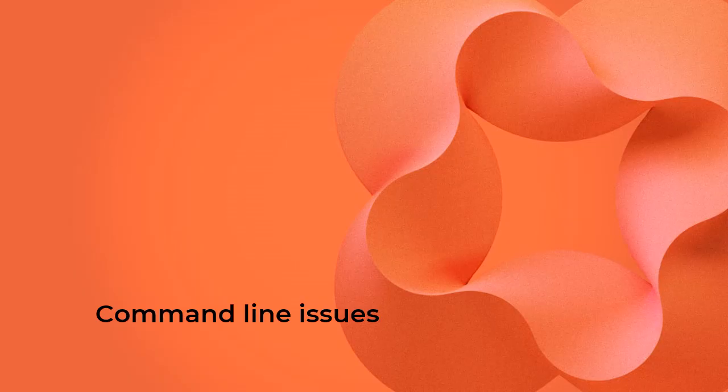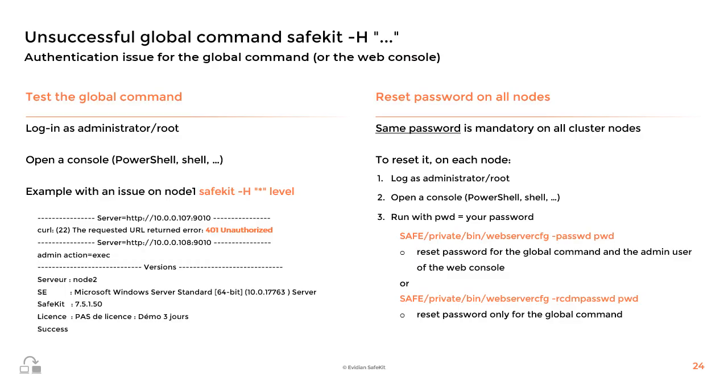Let's now examine the issues that may arise with the command lines. If you encounter an unsuccessful global command with safekit -h, it may be due to an authentication issue. In this case, test the global command by logging in as administrator on Windows or root on Linux and opening a console such as a PowerShell or a shell. Test the global command with safekit -h start level.